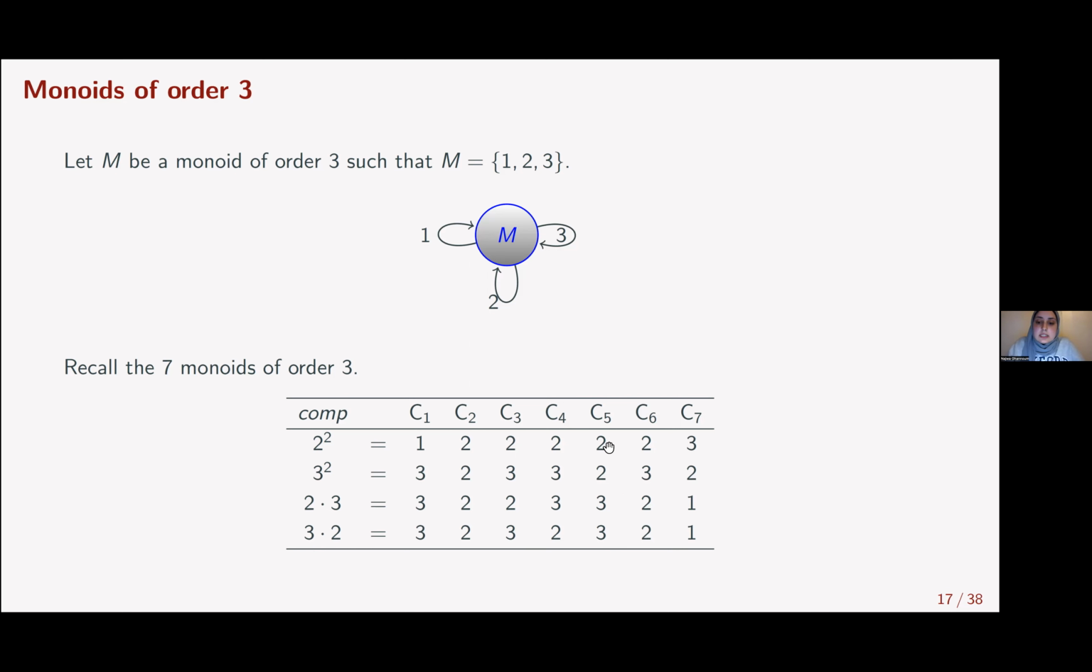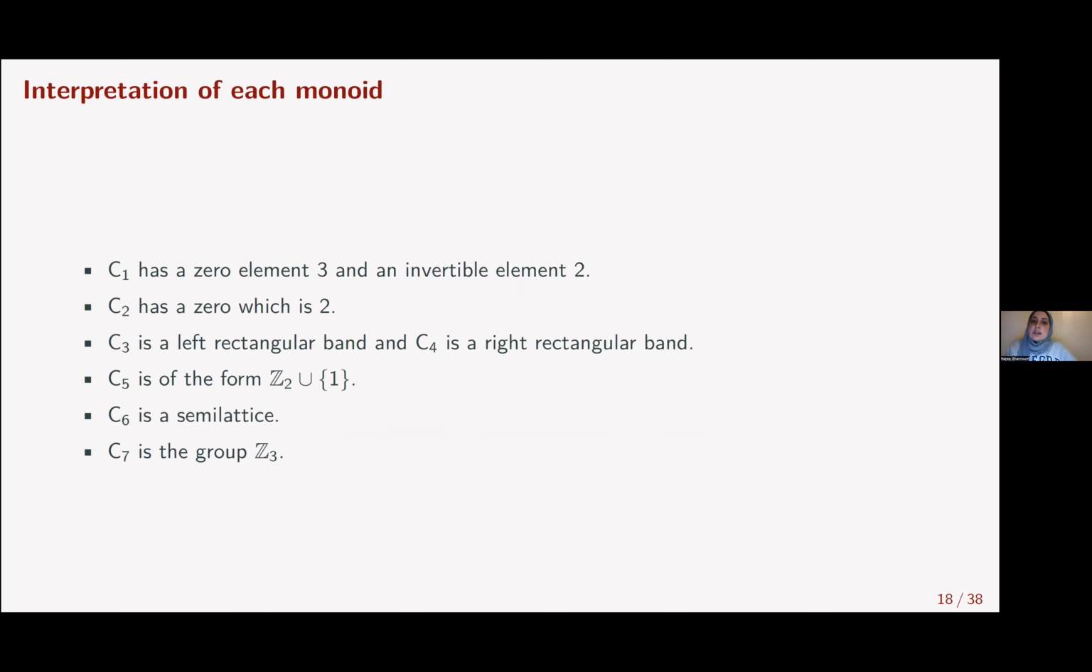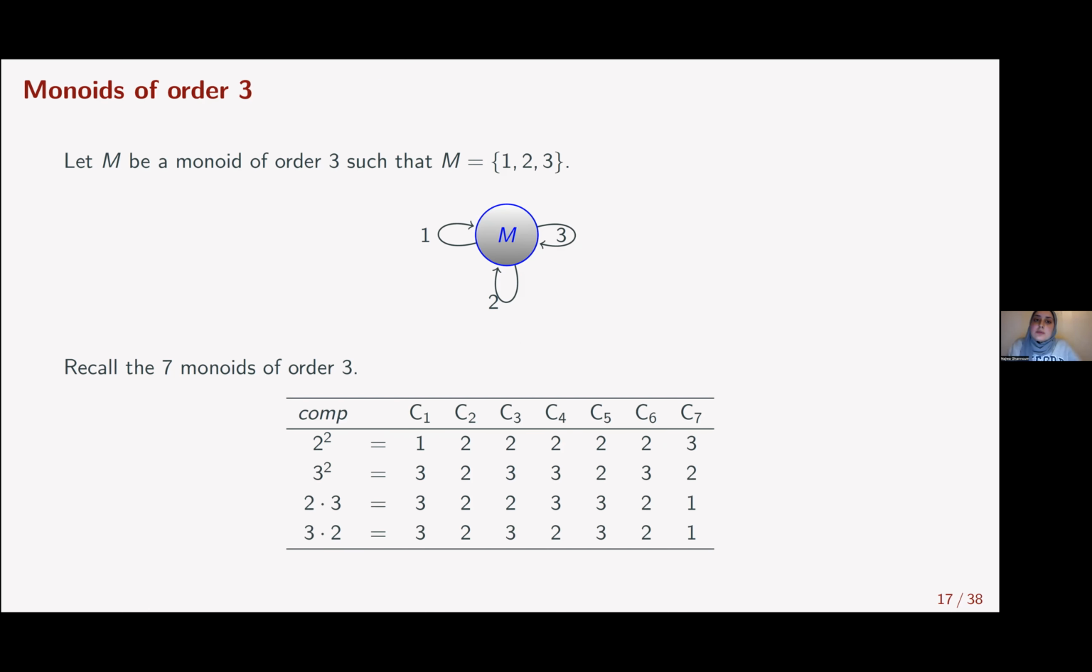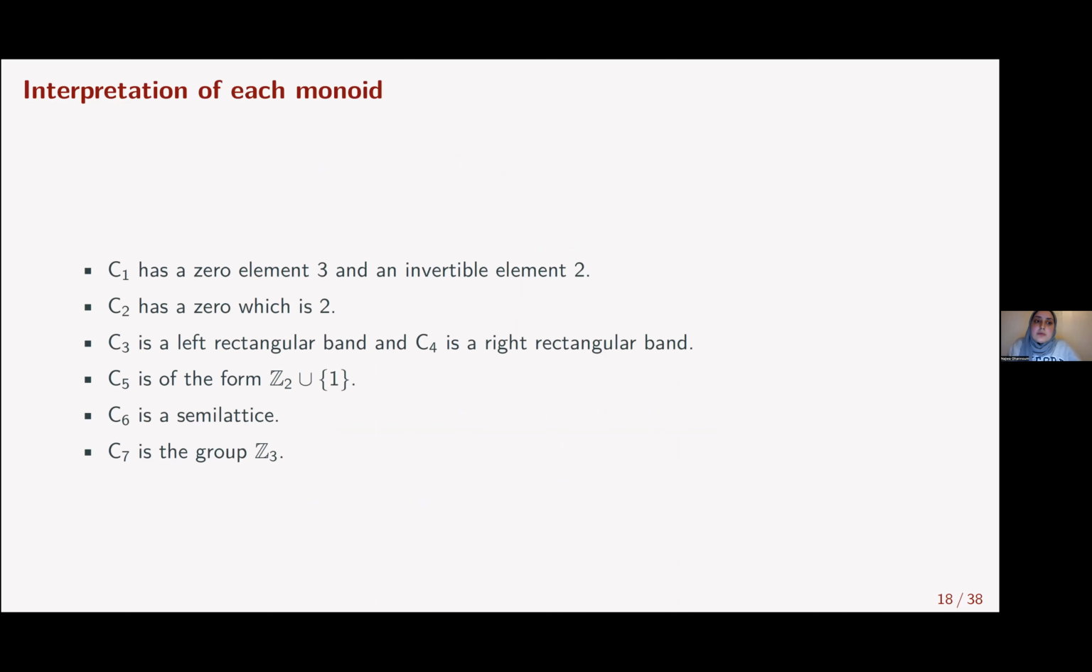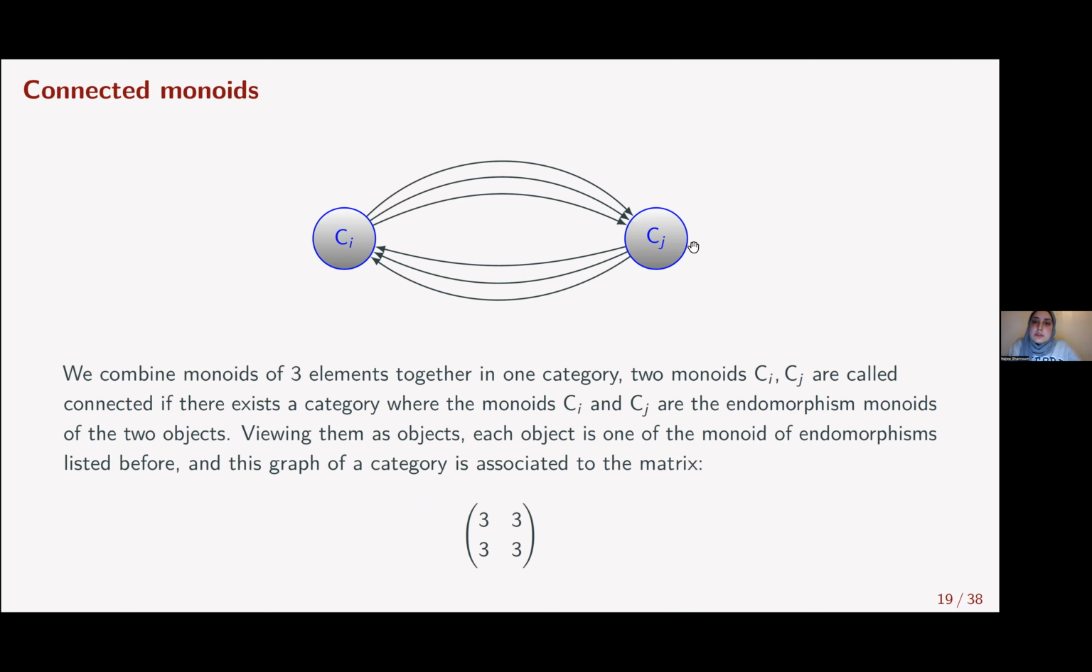And C6 is a semi-lattice, so it means it's a commutative band because 2 times 3 is equal to 3 times 2, and here it's the same. And C7 is the group Z3, as we said. And what do we want to do? We want to combine these monoids together, each 2 monoids together, in one category.